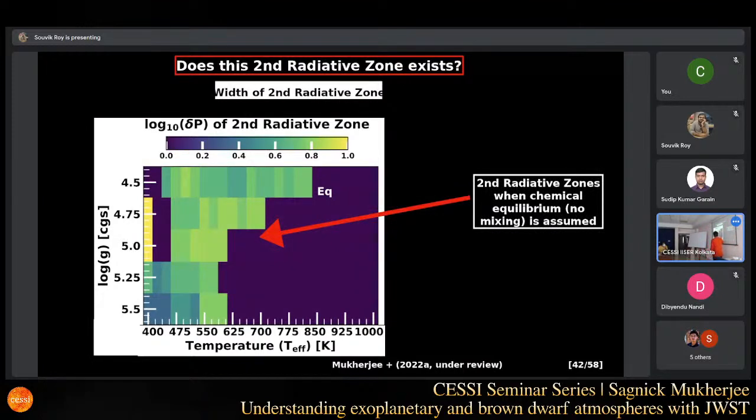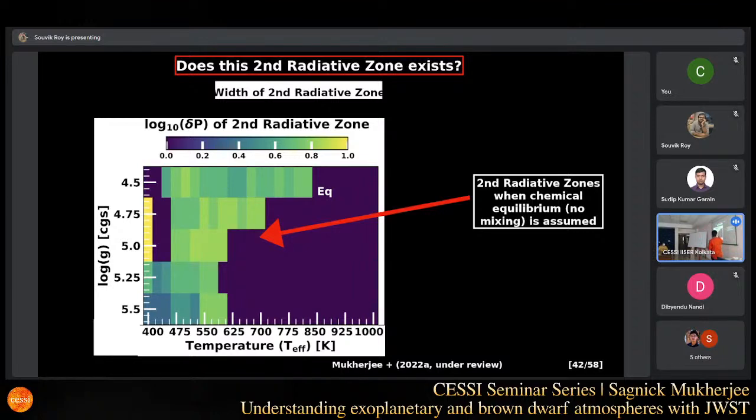So this is a plot showing in the y-axis the gravity of your brown dwarf or your gas giant planet, and in the x-axis the effective temperature. And this is actually from an earlier class of atmosphere models, which did not have dynamics. And the question is whether this second radiative zone, first of all, exists or not. Is this just a hypothesis, or is it physically true that this second radiative zone can exist?